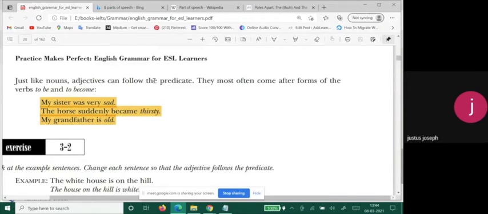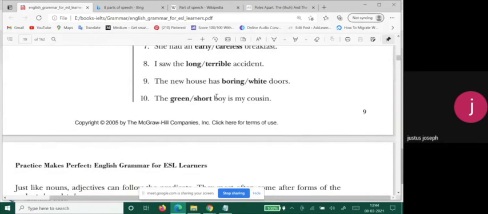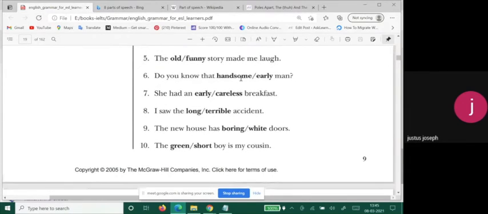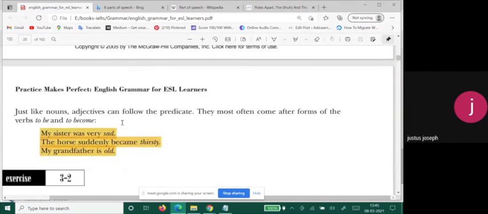Now look at the sentence here. The green boy. All these adjectives are used before the noun. Before the boy, green has come; before the door, white has come, right? All these, where is the adjective coming? Before the noun. That is one sentence structure.